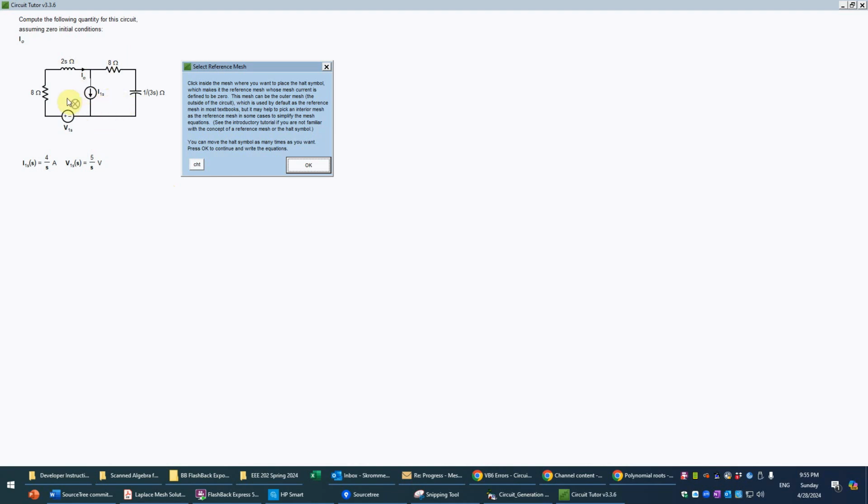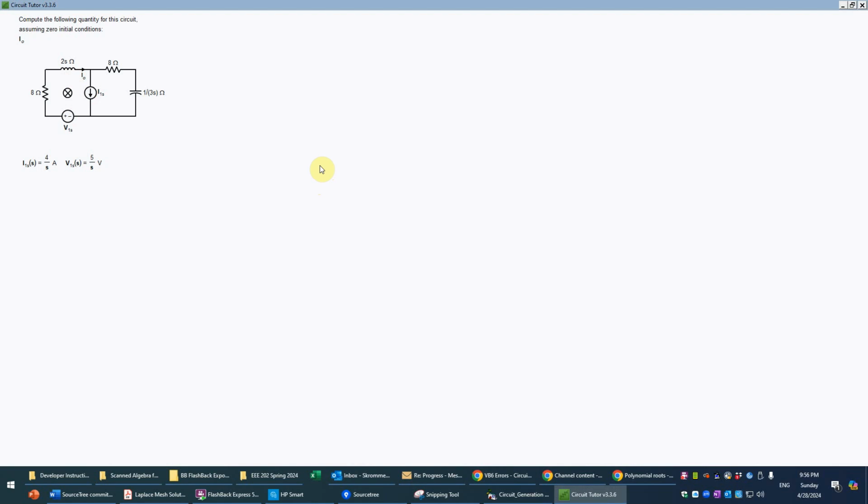In this case, we want to have something that is connected to a lot of current sources, so that would be probably either of these interior meshes would be good. And we also want one that's connected to a lot of other elements, so the left mesh here would be a little bit better than the right mesh. So we'll pick that one as our reference mesh and place the halt symbol, the circle with the X through it, in that mesh. And then we'll click OK here.